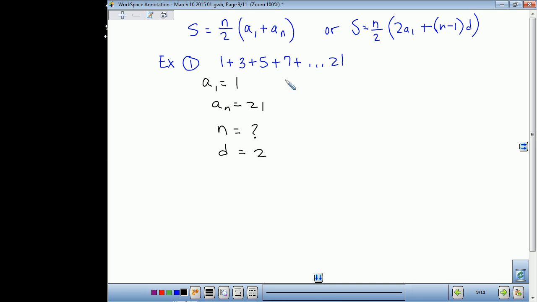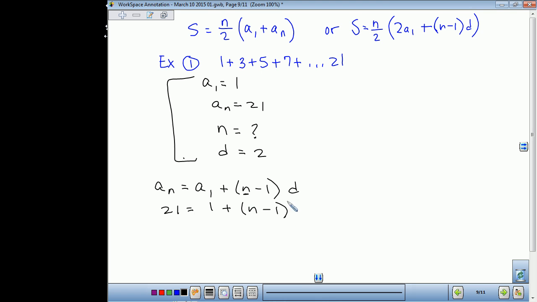Great. All right, so if I just take a look at this part, actually all of this together, aren't all of these part of finding a term? Yes. And I have everything but n. So I can solve for n. 21 is the nth term. 1 is the first term. I don't know n. But the common difference is 2.